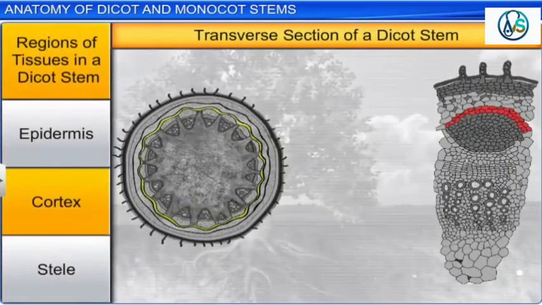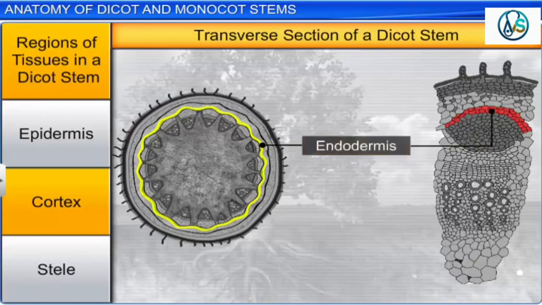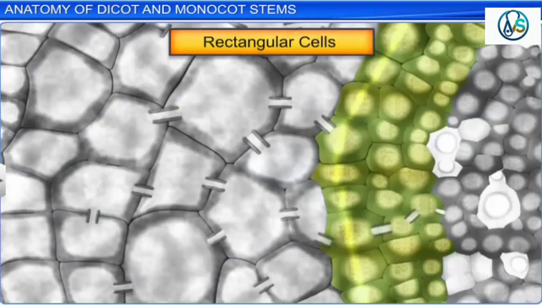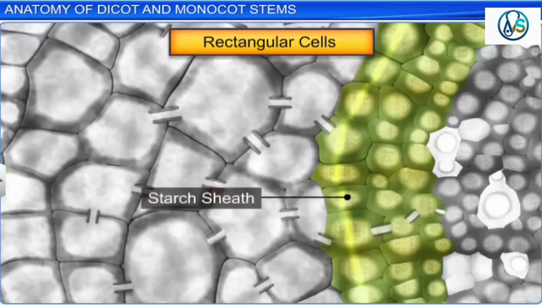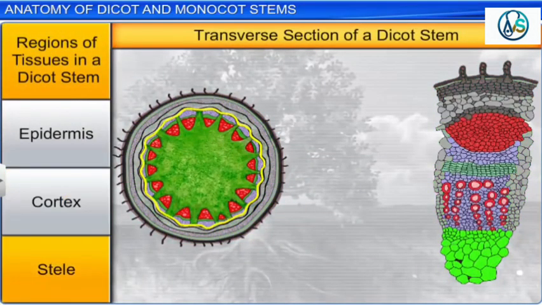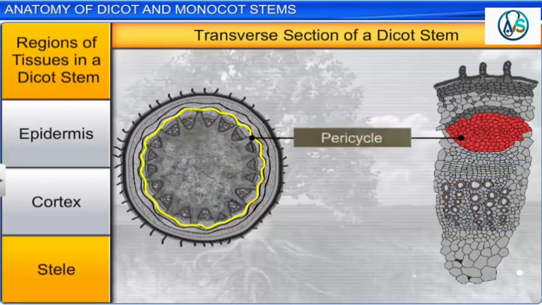The third or the innermost zone of the cortex is known as the endodermis. It is a single layer of tightly packed rectangular cells which are rich in starch grains. Therefore, this layer is also known as the starch sheath. Let's now examine the composition of the stele, which forms the last region of a dicot stem. This region consists of the pericycle, the vascular bundles, and the pith.